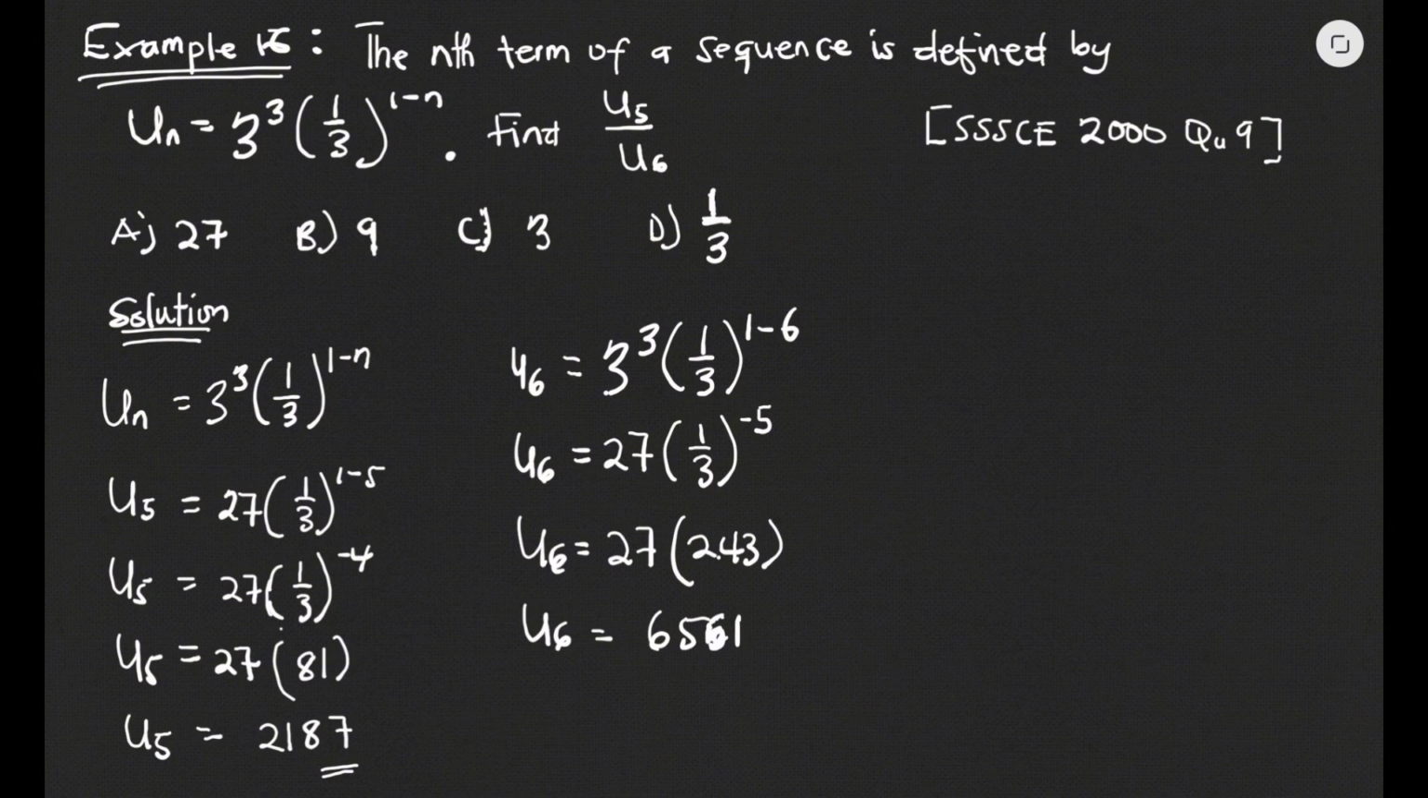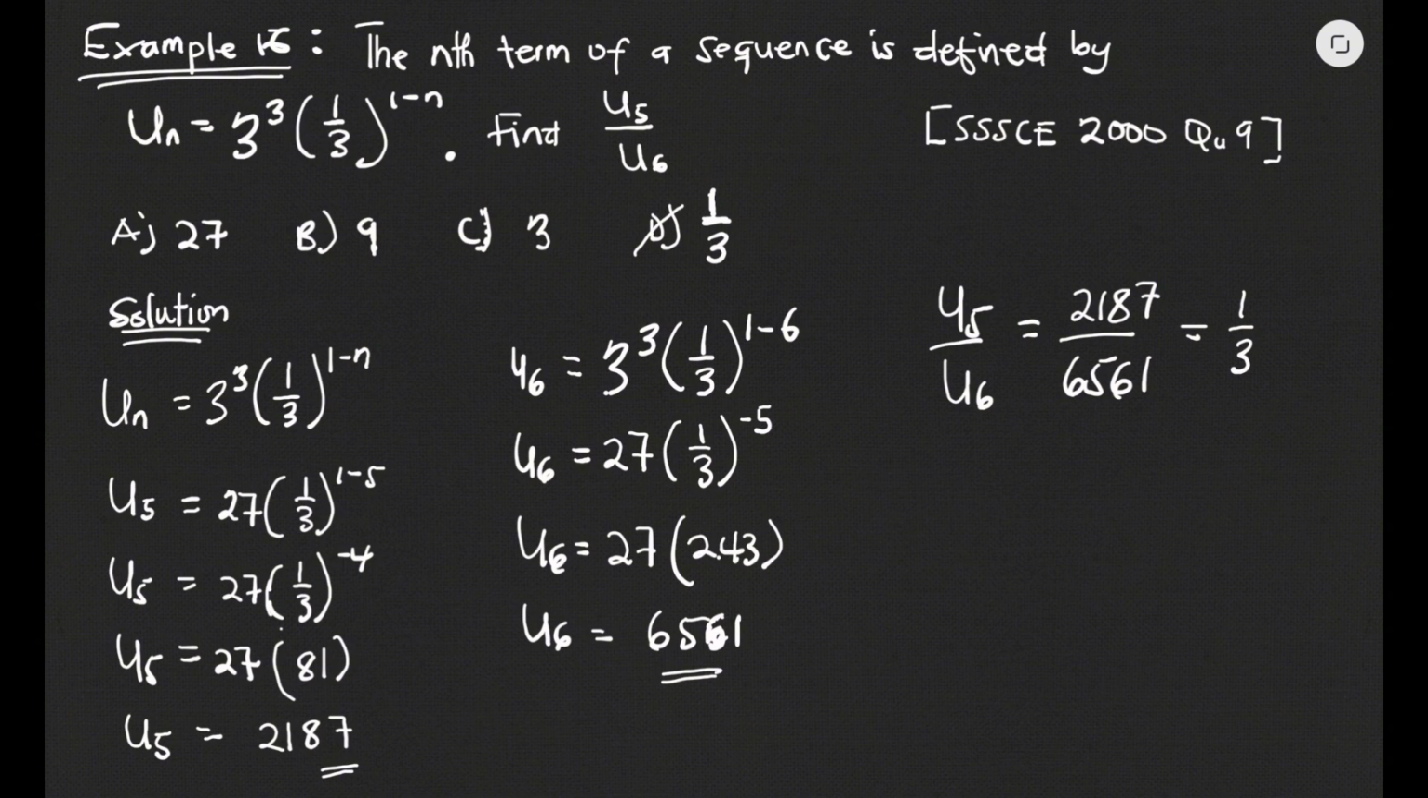Okay, so I have u5 and then I have u6. So my answer, which is u5 on u6, will be equal to u5, which is 2187, on u6, which is 6561, and you just need to compute this in the calculator, and that will give you 1/3 as your answer. So our final answer over here is option D, which is 1/3.